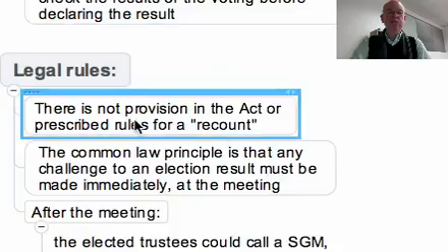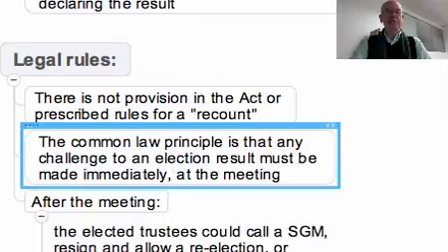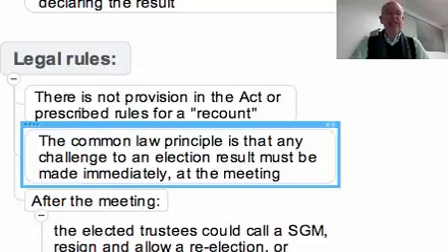What are the legal rules? Insofar as a recount is concerned, there's no provision in the Act or the prescribed rules for a recount of votes, a re-examination of the voting slips. And in any event, over time, who knows who's changed their minds or what evidence may change. The common law principle is that any challenge to an election result must be made immediately at the meeting.